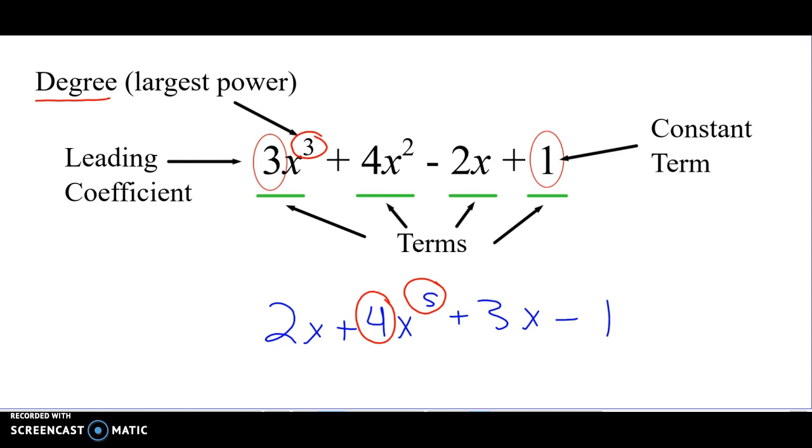How many terms does this have? 4. The constant term of this one is what? 1. What's the constant term of this one? Negative 1. It's the last term. It's the one that doesn't have a variable. The constant. It's not multiplied by any variables. Okay. And that's pretty much it here, right?